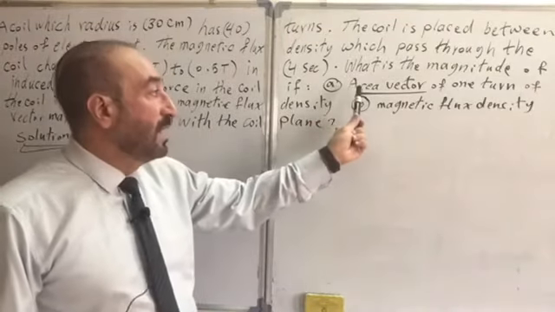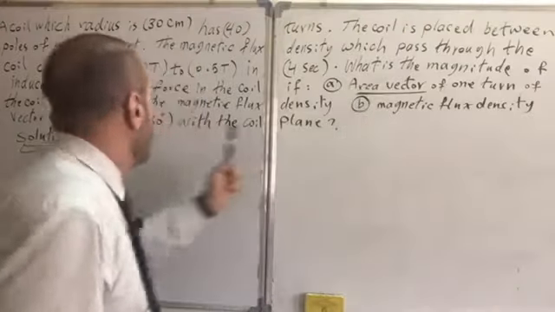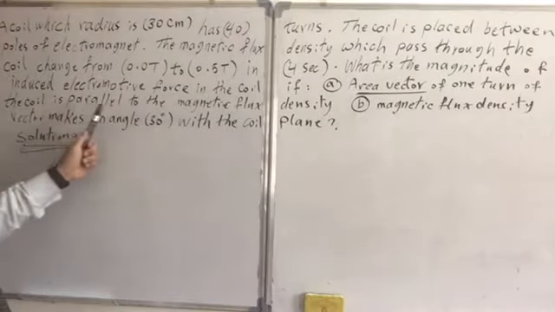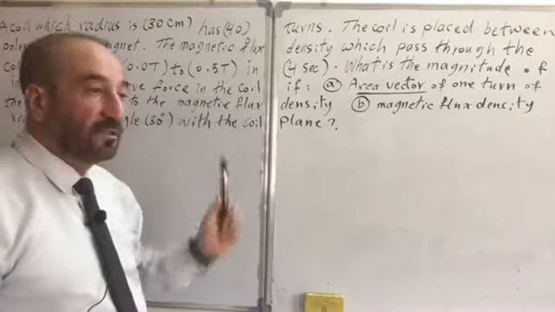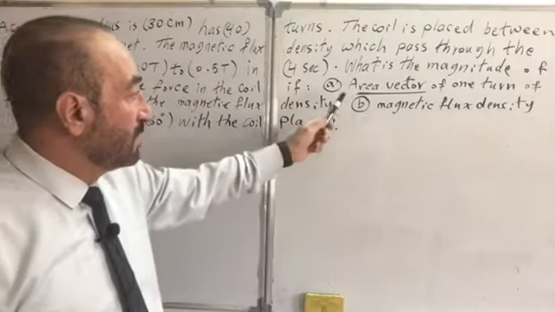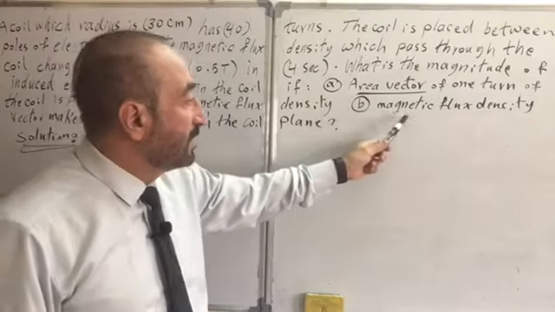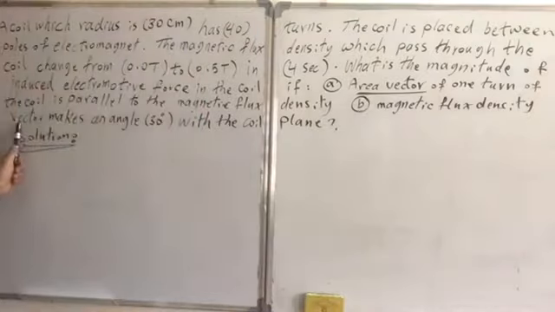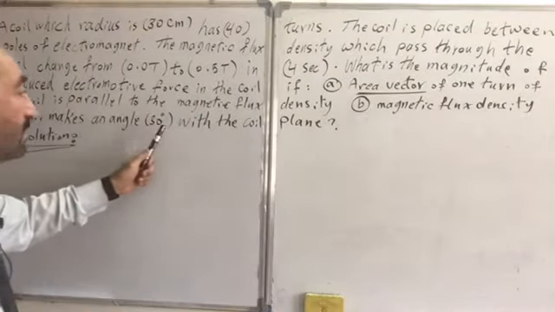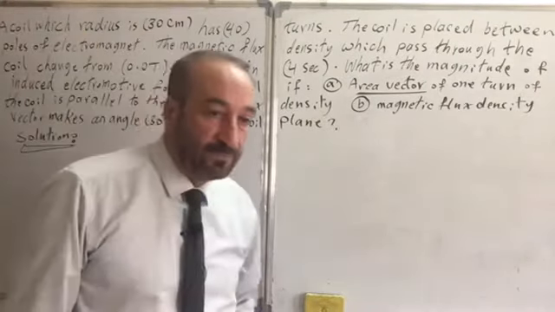First one, the area vector of one turn of the coil is parallel to the magnetic flux density, while the second one is the magnetic flux density vector makes an angle of 30 with the coil plane.